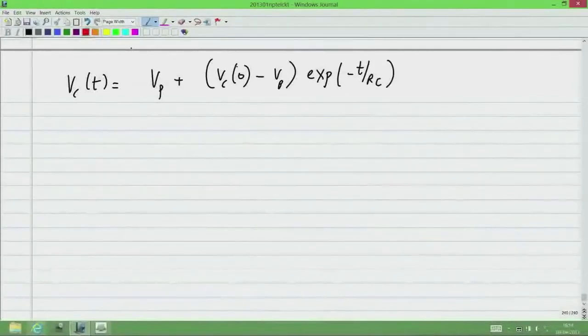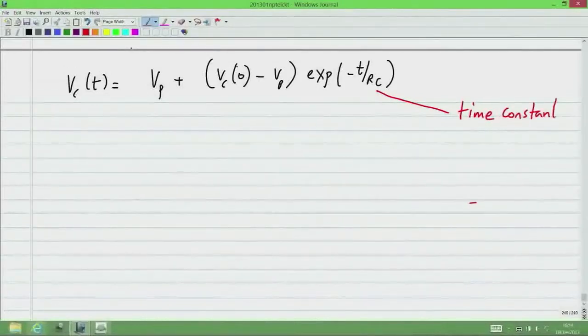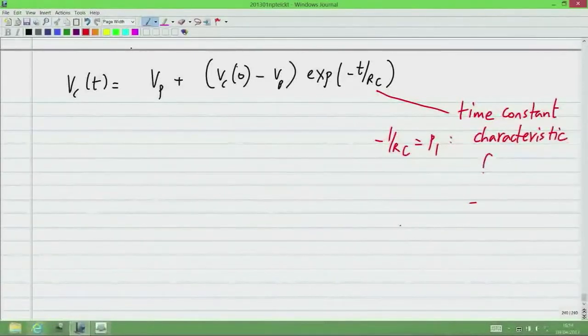Okay, now this RC, by the way, is the time constant, and this minus 1 by RC equals P1. This is the characteristic frequency. Okay.